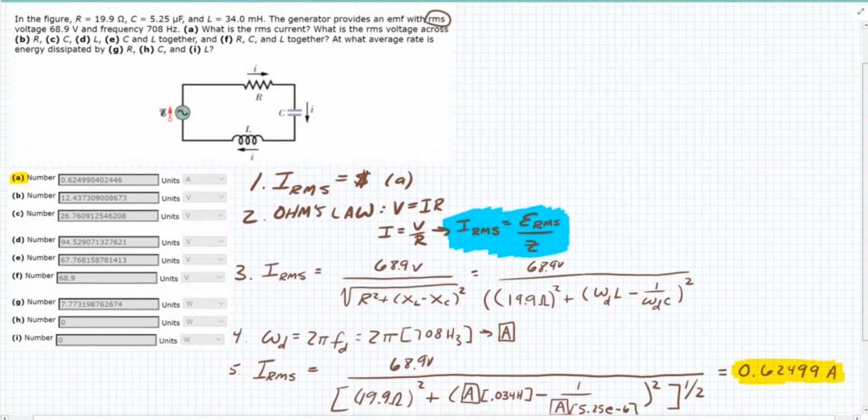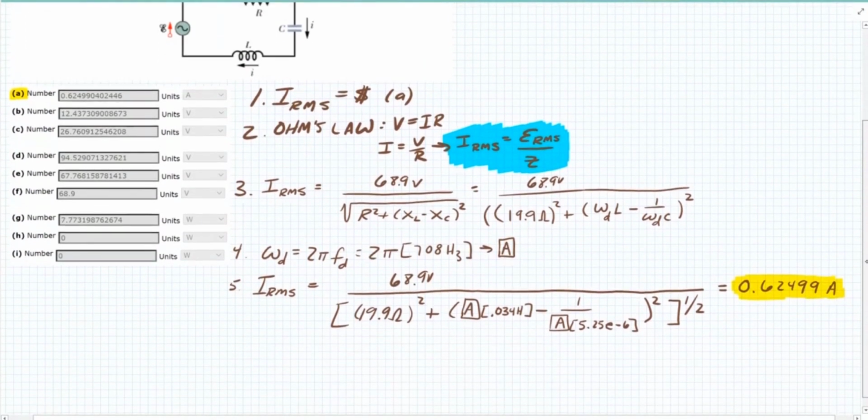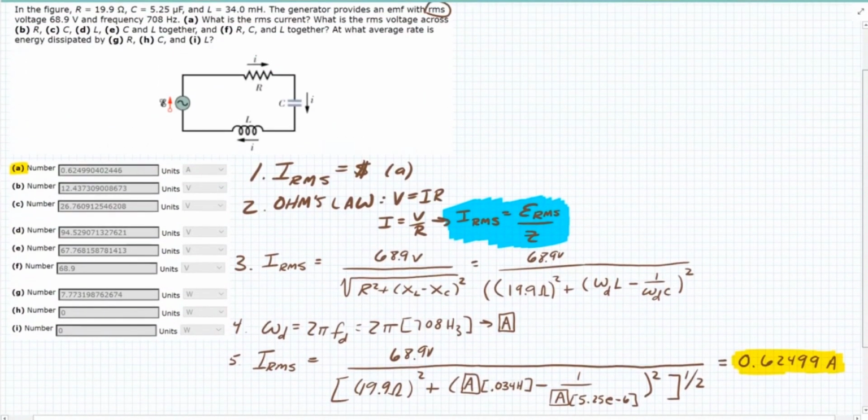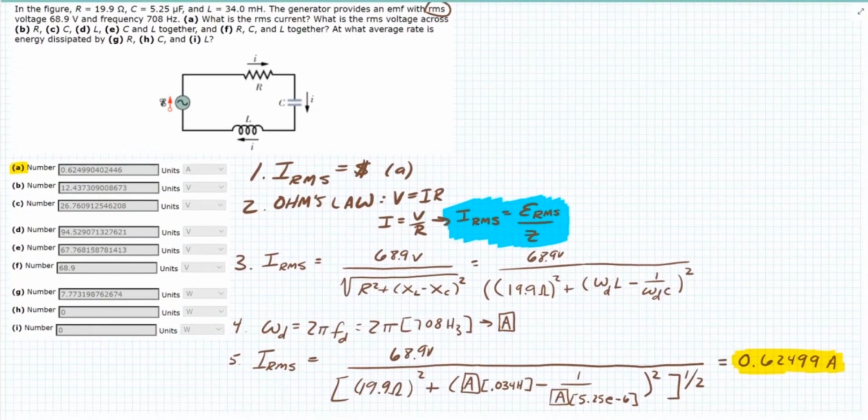Part B. What's the voltage drop across the resistor? So let me just continue here in a different color. This is what we're after for part B. What's that voltage drop? Excuse me. So part B, what's the voltage drop across the resistor, not the inductor? The resistor. That's our dollar sign for part B.